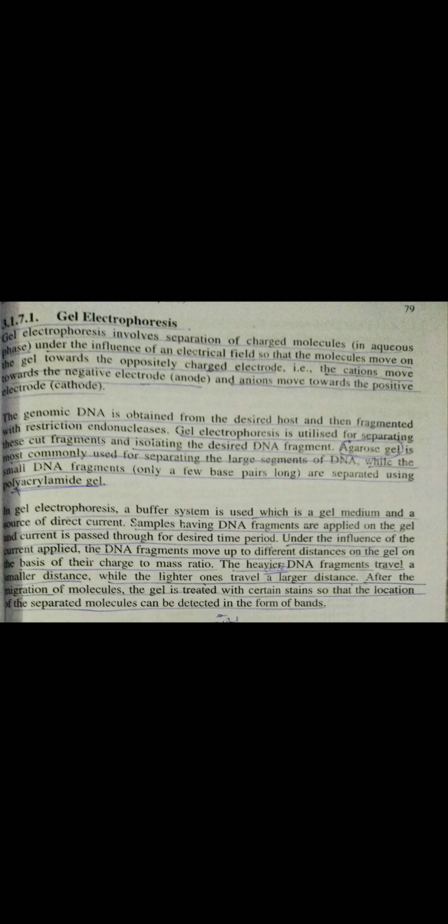Molecules are moving on the gel towards the oppositely charged electrode. For example, cations move towards the negative electrode, which we can say is the cathode, and anions move towards the positive electrode, which we can say is the anode. So here the molecules are moving towards the electrode. Now these molecules are moving on the gel. That's why it is known as the gel electrophoresis method.